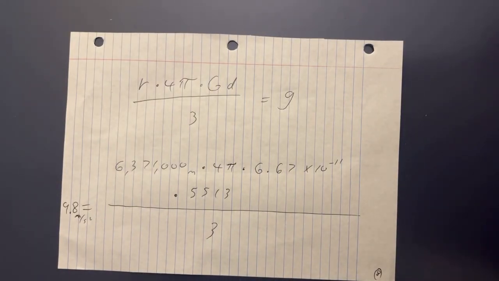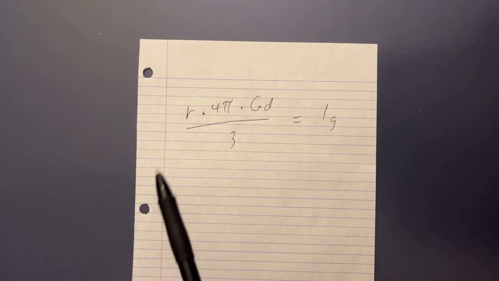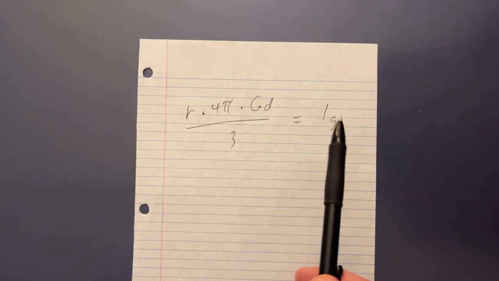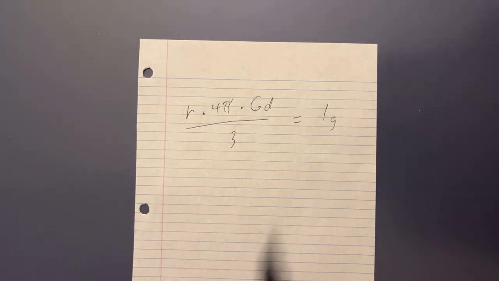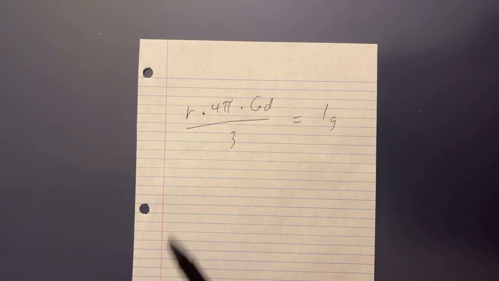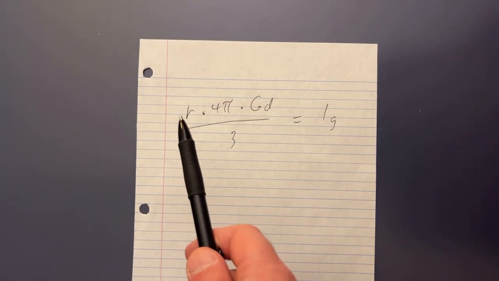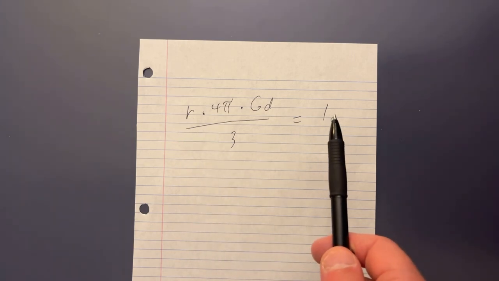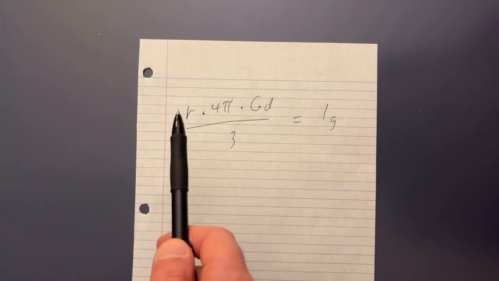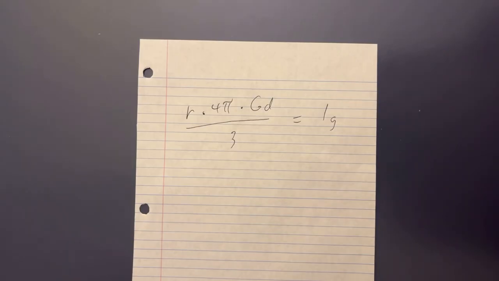And next page. What this means is we have the radius of Earth right here is R. That gives us 1 G of gravity, or 1 G of acceleration from gravity. That means if we have 10 times the radius of Earth, then we'll have 10 Gs. If we have half the radius of Earth, then we'll have 1/2 G.